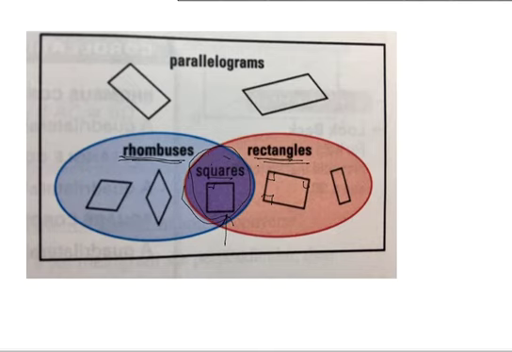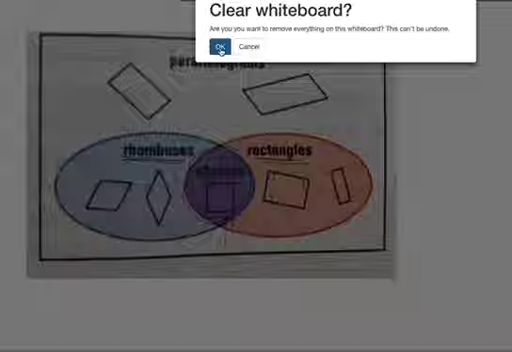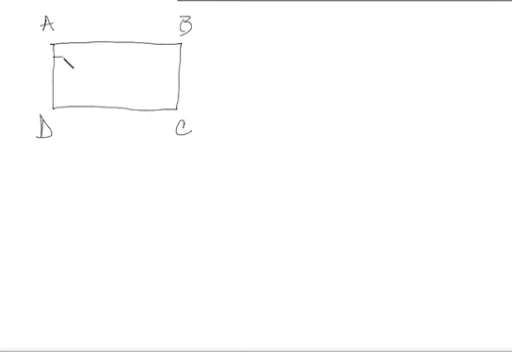All right, and let me clear the board here for this. In example 2, it says we have a rectangle. Forgive my rectangle here, it's not the best I can draw, but better than nothing. I'm going to put my little 90-degree marks here so that we know for sure that we're dealing with a rectangle. It says, what else do you know about ABCD?